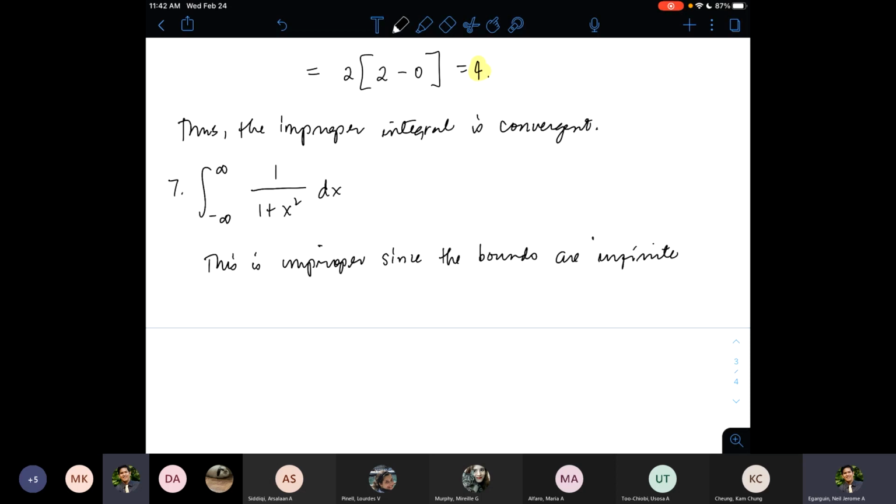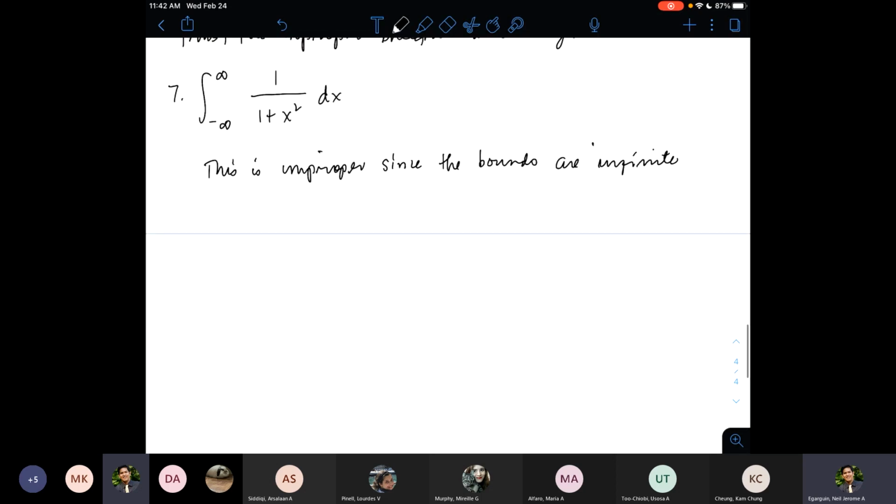Though take note that it only takes one bound to be infinite for the entire integral to be improper. So if you look at problem 8, which has a lower limit 0 and upper limit infinity, that's still improper, right? Here, the cause of the integral being improper is not just one number on the given interval, but actually two numbers. In particular, we have the two bounds.